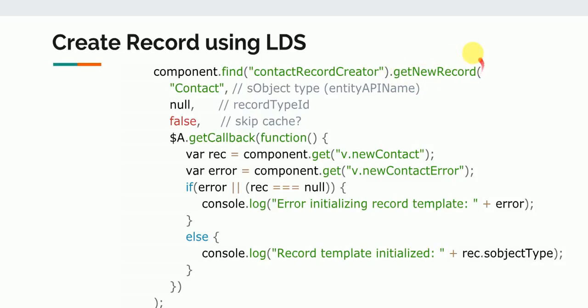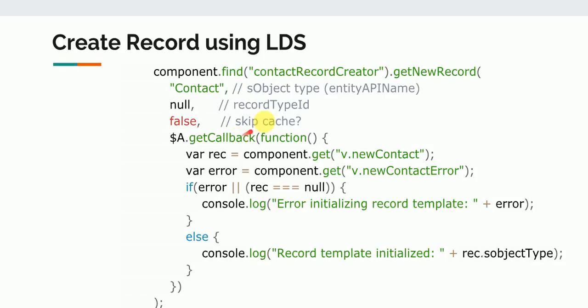getNewRecord takes 4 parameters. One is the sObject type, the object that we want to create, then the record type ID, and put null here if you don't want to specify it, and then skipCache, where you can provide false or true. And then a callback function is responsible for checking whether we were successfully able to create the template for the particular object or not. It's always a best practice to put this callback function inside $A.getCallback, so that we don't lose the context.